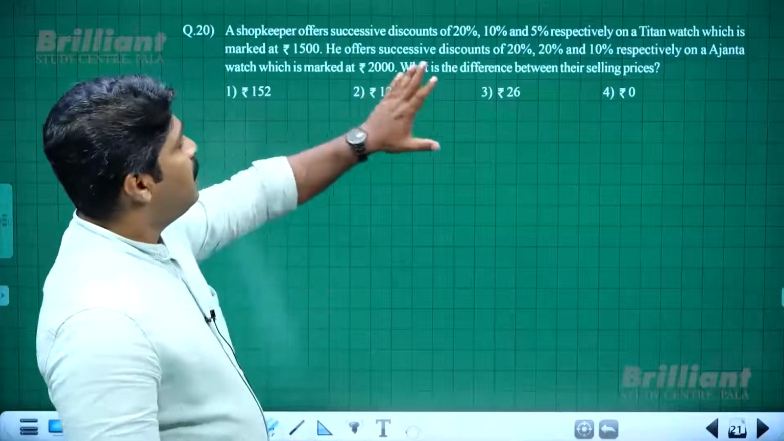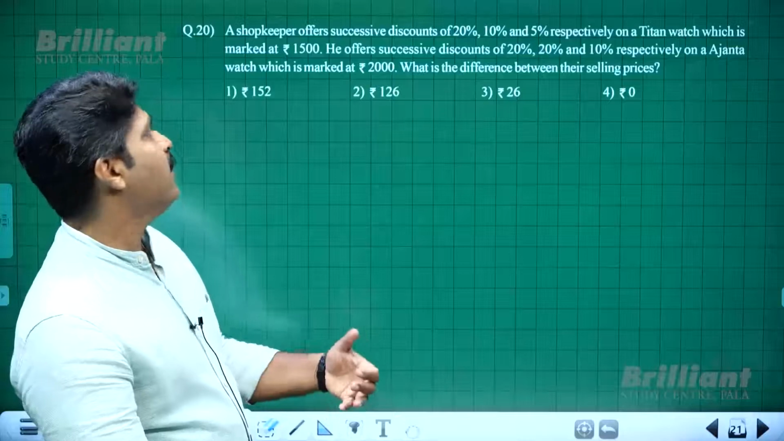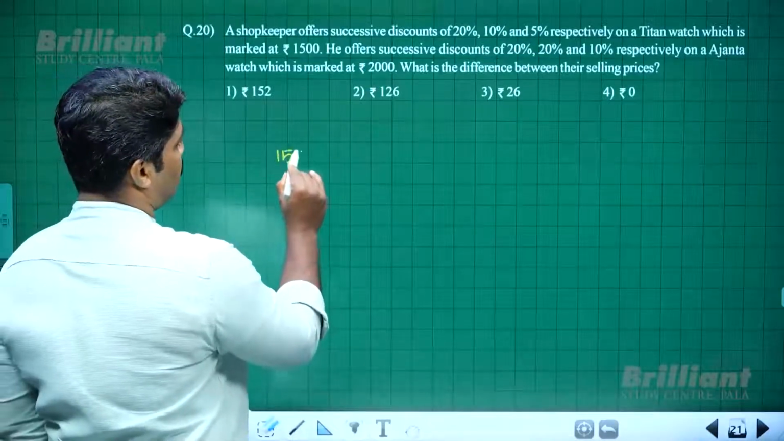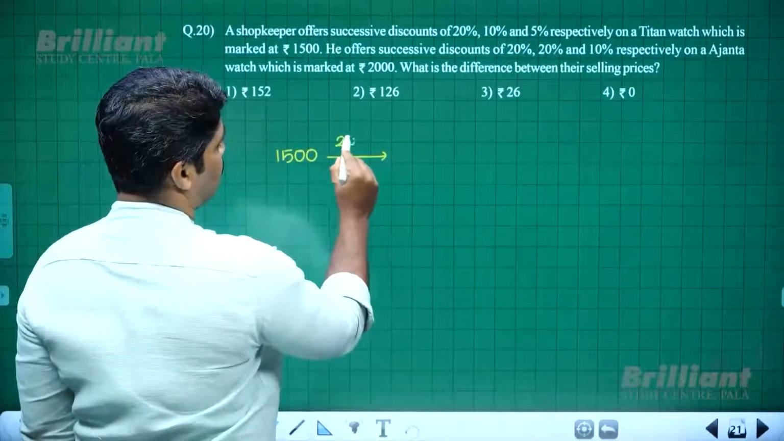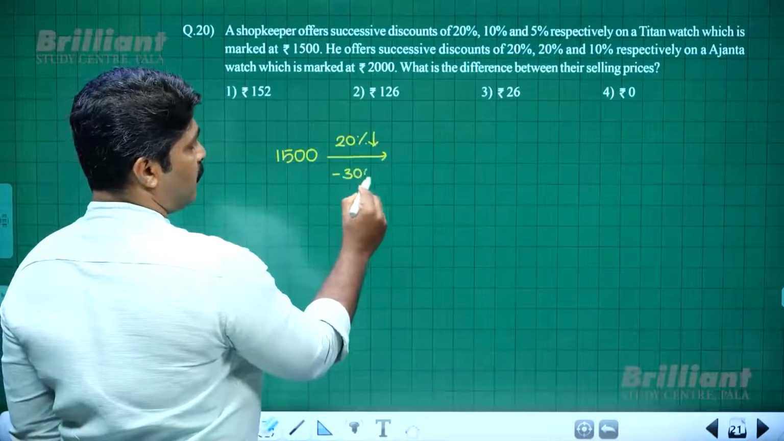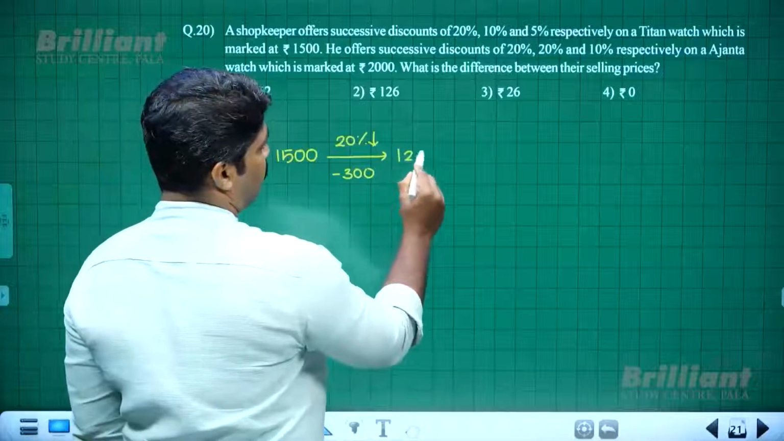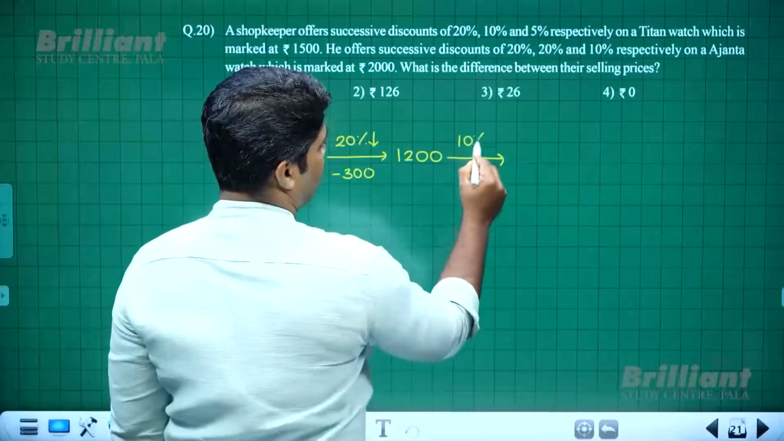Here is a case related to successive discounts. A shopkeeper offers successive discounts of 20%, 10% and 5% respectively on Titan watch, which is marked at 1,500. So here the first one, 1,500. It's first offered a discount of 20%. You just simply consider what is 20% of this value. 20% of this value is nothing but 300. Just subtract 300 from this value. This becomes 1,200.